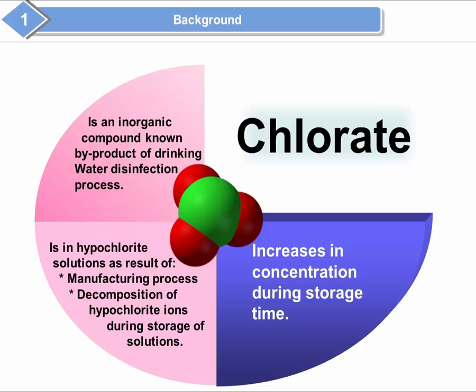Chlorate is an inorganic compound and is a known byproduct of the drinking water disinfection process, forming when sodium hypochlorite and calcium hypochlorite are used. A number of compounds can react to release the chlorate ion in water, including compounds found in herbicides, fireworks, and other explosives. The chlorate ion is present in hypochlorite solutions as a result of the manufacturing process and the decomposition of the hypochlorite ions during storage of the solution.